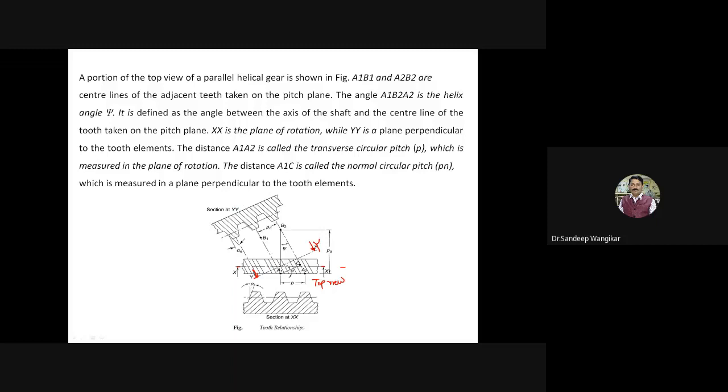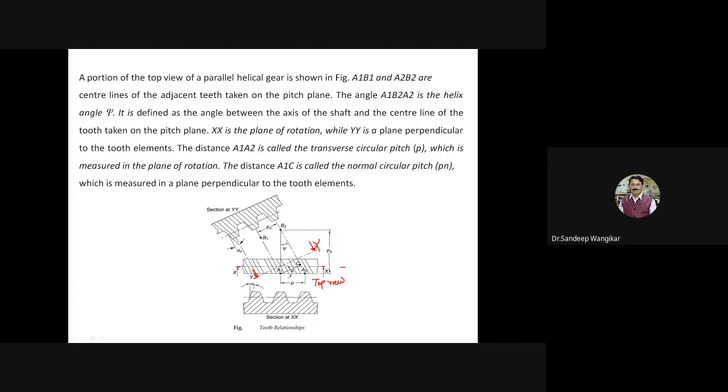Here it is mentioned alpha, here it is mentioned alpha n. So these are cut at normal. Therefore, we are using the term normal, and here transverse or circular. So here P, pitch, and here P N, normal. These are some differences. So I have given you an idea of how this figure is cut. Now we will go in detail.